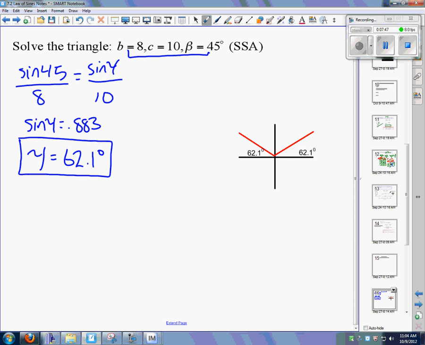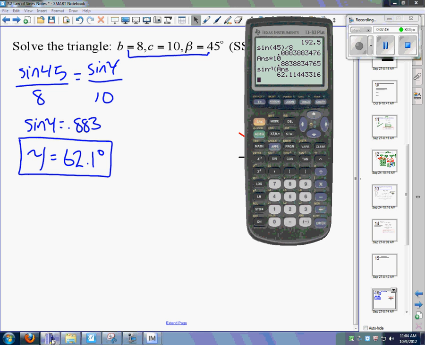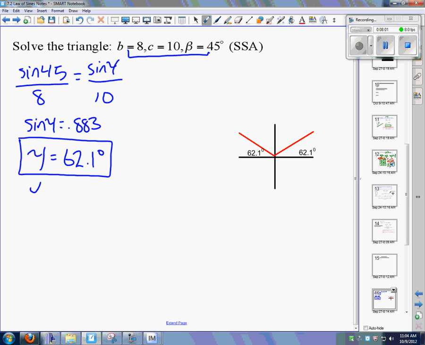Now we're just going to solve this as we would normally. So we have an original 45 that's given to us. Take that away from 180. So that means our missing angle's got to be 72.9. That's angle A. The only other thing we need to find then is side A.